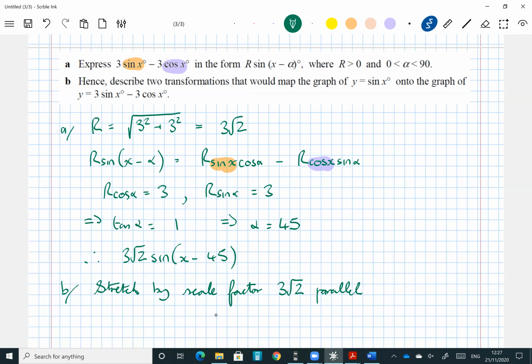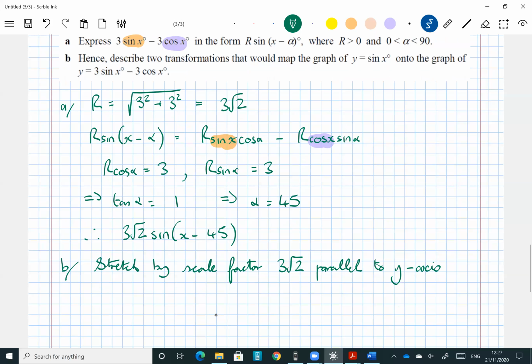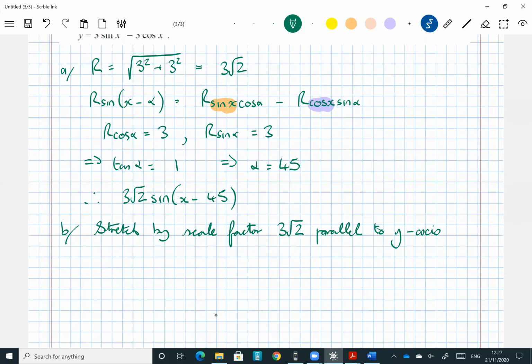Parallel to the y-axis. Any outside transformations are done to y. And then the second one, inside, does the opposite of what it says to x. Translate. So it's telling us to take 45 from the x's, but we know better. Because it's inside the bracket, we're going to do the opposite. So we're going to translate it by positive 45 and none in the y direction. So that's that one there.